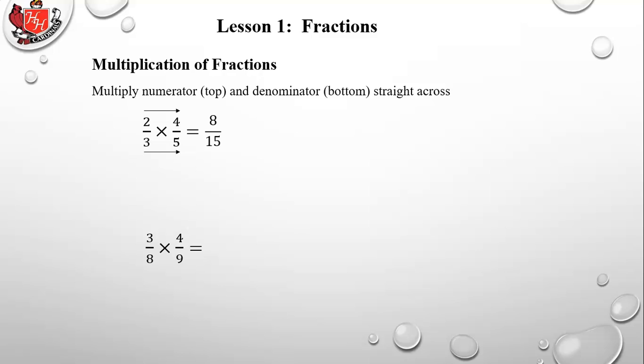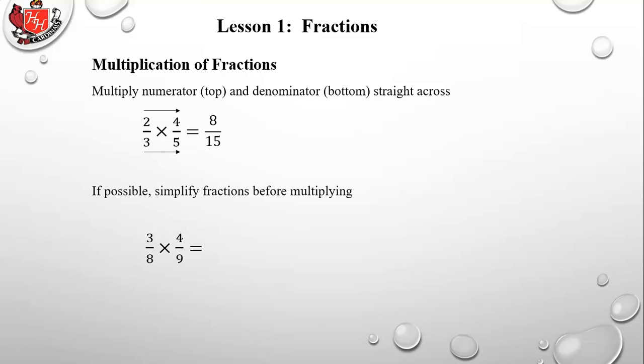Sometimes students confuse multiplication of fractions with proportions. You do not cross multiply. That's a proportion. That would be like 2 over 3 equals x over 14. And then you cross multiply and divide to find the value of x. But that's not what we're doing here. We're just multiplying fractions. So straight across, top and bottom, just like that.